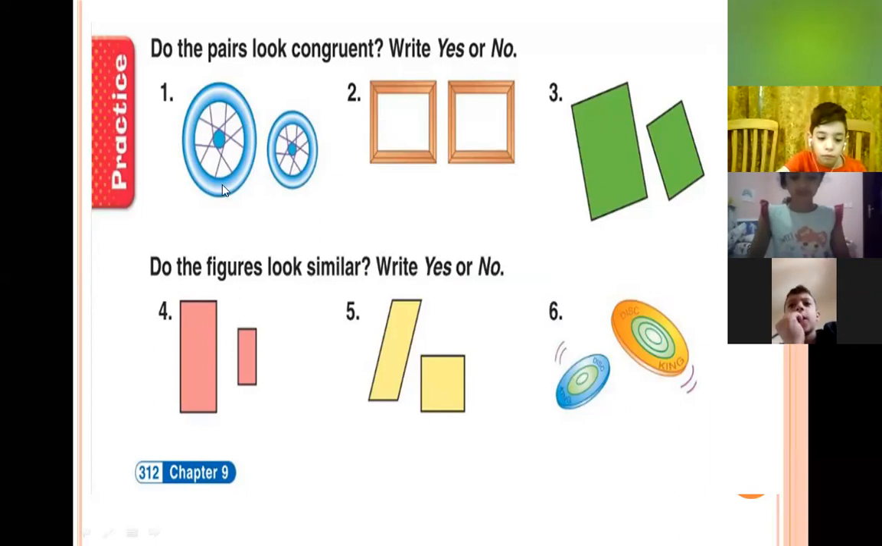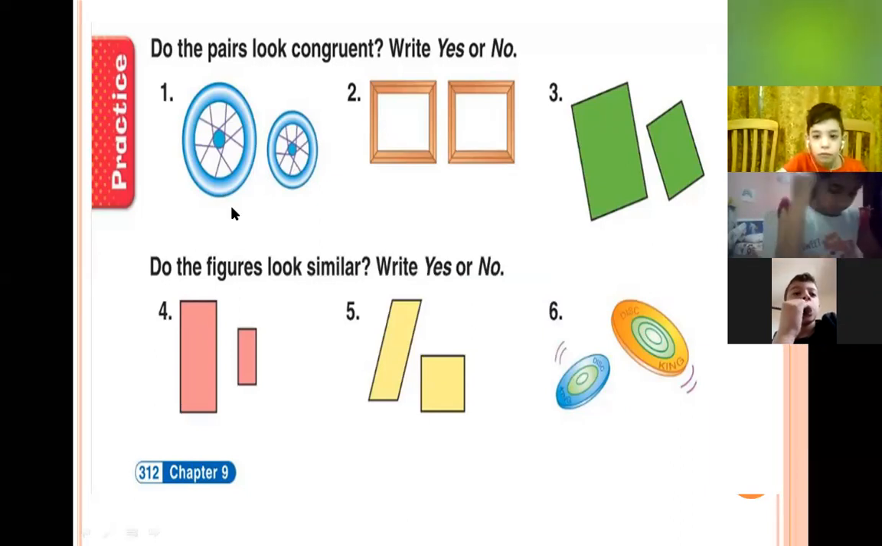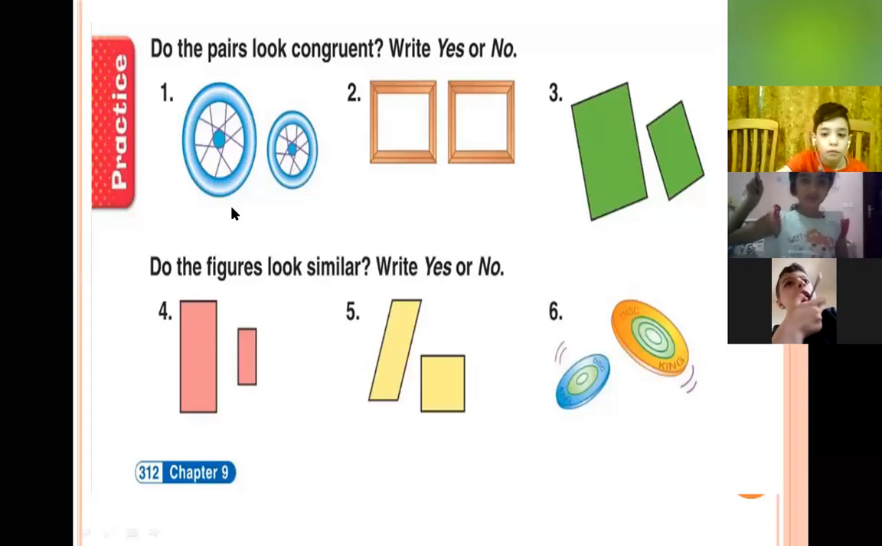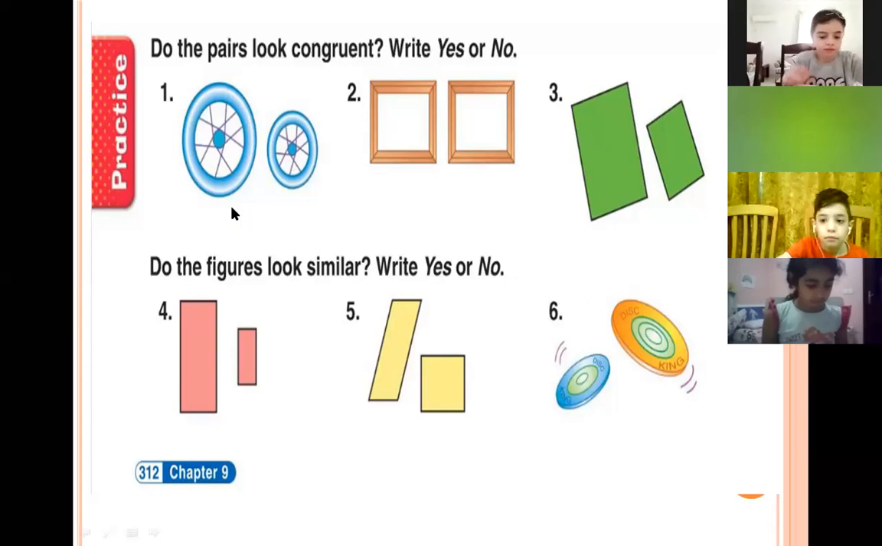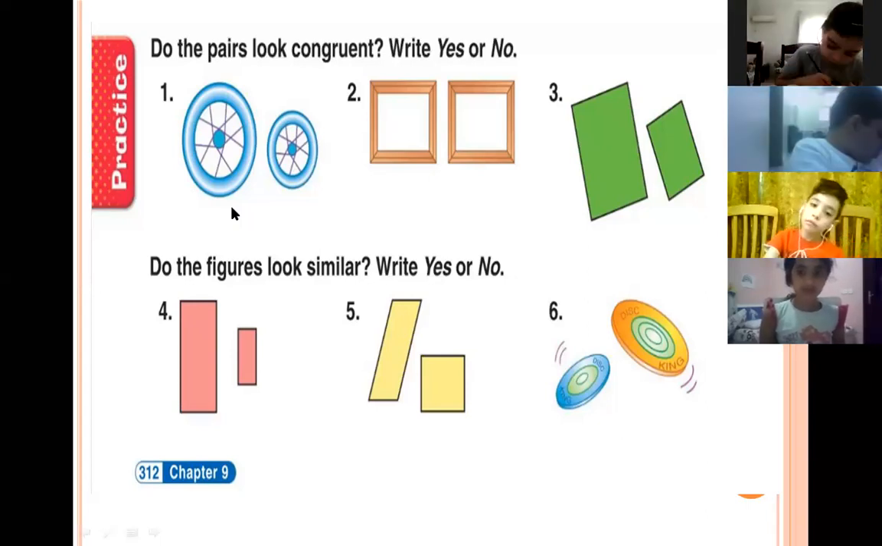Yes. Number one. Do the pairs look congruent? Right? Yes or no? Who can tell me? Number one, congruent or no? No. Very good. I have same shape but different size. So no.